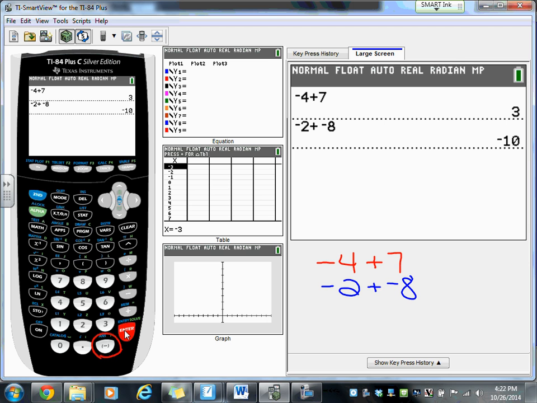Okay, so when you are typing in a negative number, make sure you use the negative key on the bottom, and when you plug in the calculator, it will give you your answer as a positive or negative, whatever it would be.